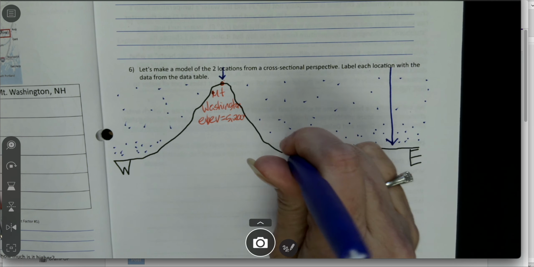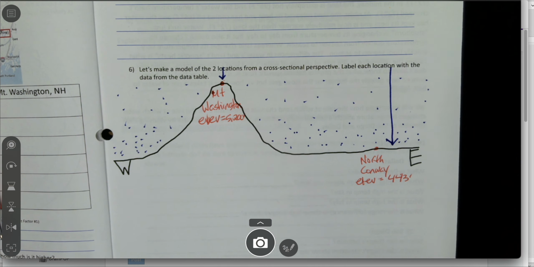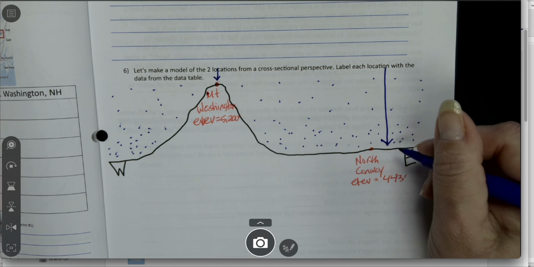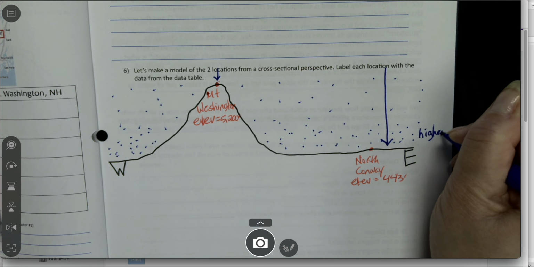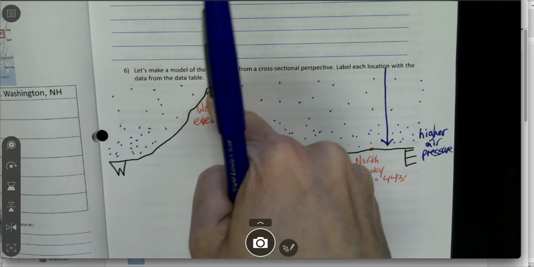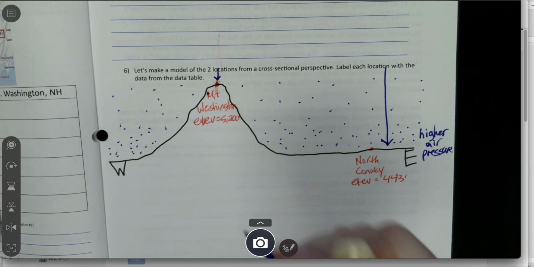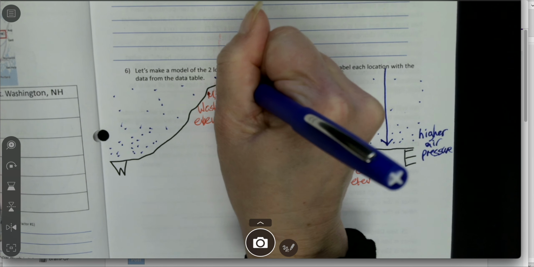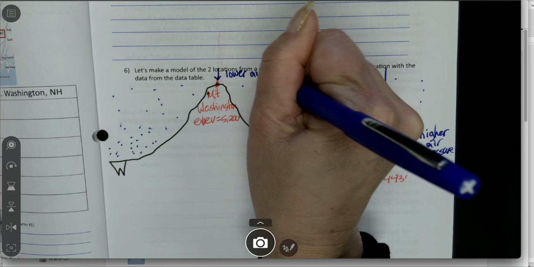So down here, since they're more concentrated air molecules, why is that? Because down here at a lower elevation, we can say that North Conway has a higher air pressure. And since there's less of the atmosphere pushing down on Mount Washington, we can say that at this elevation there is a lower air pressure.